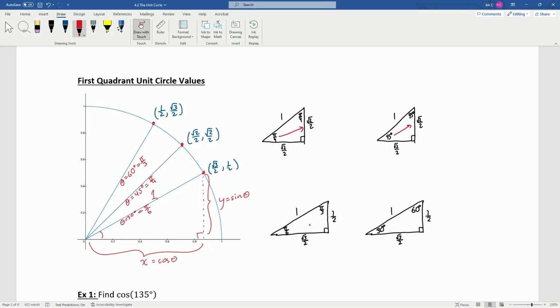And when we look here at our other triangle, 30 degrees is the same thing as pi over 6, and 60 degrees is the same thing as pi over 3. So across from pi over 6 is 1/2. Across from 30 degrees is 1/2. And across from pi over 3 is the square root of 3 over 2. Across from 60 degrees is the square root of 3 over 2.